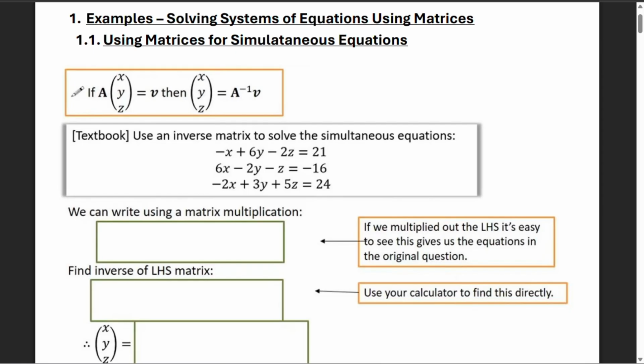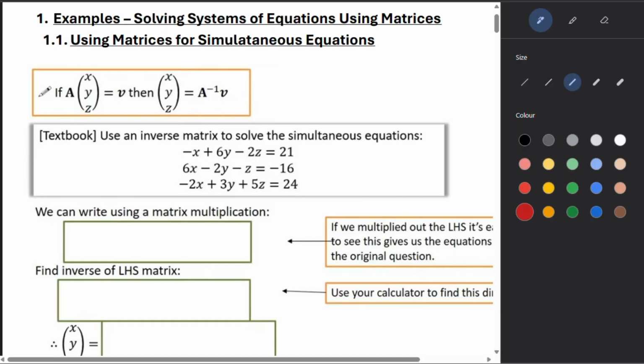So let's just have a look at this first point here. This is the basis of how we're going to solve our simultaneous equations. If I look at the thing in the yellow box, we'll explain it. Basically, it says matrix A times xyz will be equal to V, and therefore the matrix xyz would be equal to the inverse of A times B.